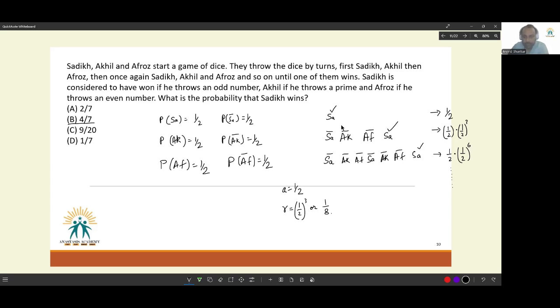The summation of this infinite GP is given by a/(1 - r), which is equal to (1/2)/(1 - 1/8), which is equal to (1/2)/(7/8). This 2 comes down, this 8 goes to the top. I'm left with 8/14, which is equal to 4/7. So the precise answer to this question is option 1.